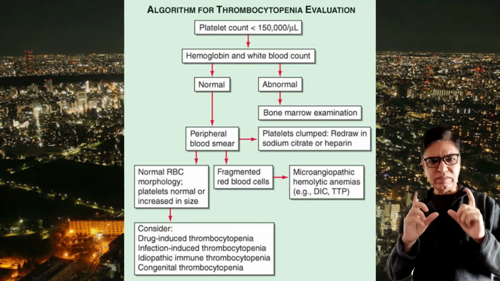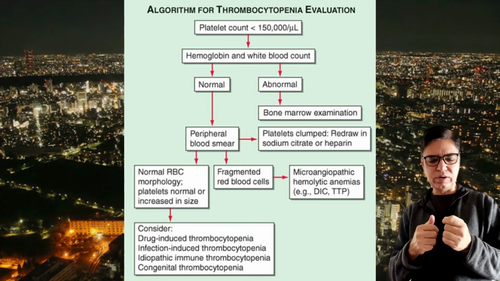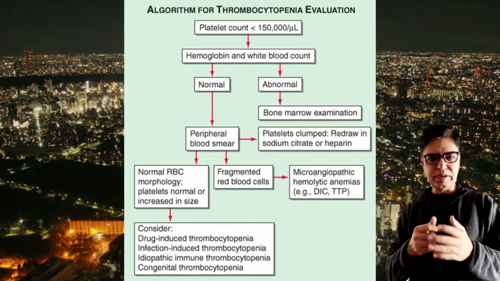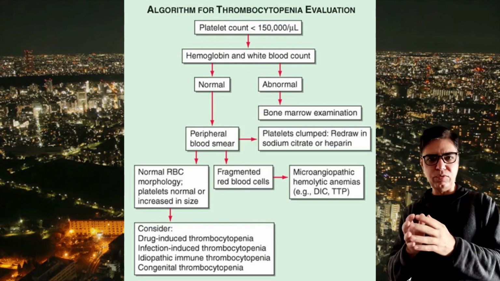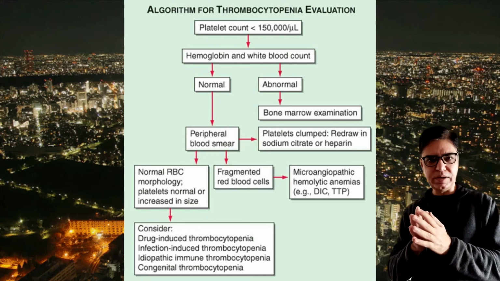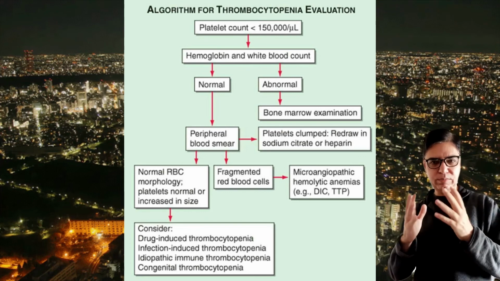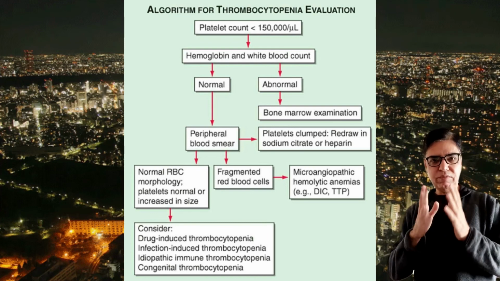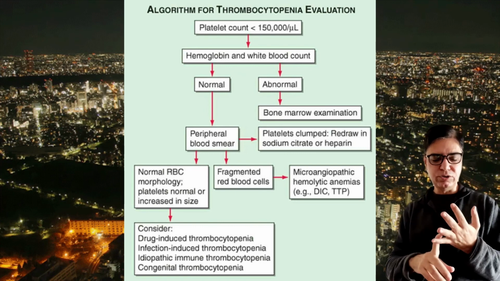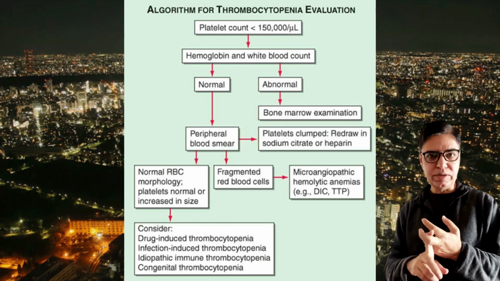So this is a very simplified approach to work up thrombocytopenia if you find it on a blood test. Simply, if you find thrombocytopenia, you look at the hemoglobin and white blood cell count. If they are abnormal, you go for bone marrow. If they are normal, you do a blood smear. If the smear shows fragmented cells, you simply know it's a microangiopathic hemolytic anemia, like hemolytic uremic syndrome, TTP, or DIC. If it is normal, then you will be considering drug-induced, infection-induced, or idiopathic thrombocytopenia.